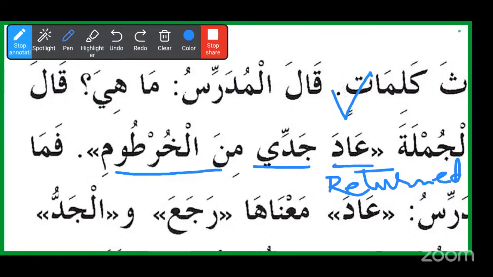عاد يعود عودا. Okay, so ada means returned. Jaddi means my grandpa. My, because of this ya, and grandpa, my grandpa. So my grandfather returned min al Khartoum, sorry, from Khartoum. Where is Khartoum? Anybody?